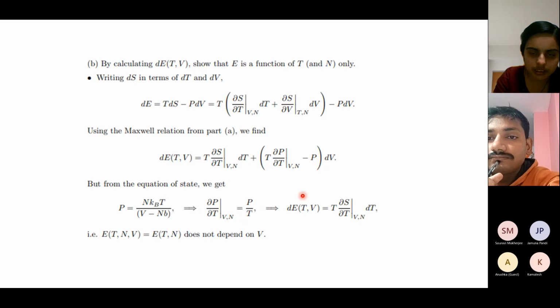So that means the equation only has dependence on temperature. And obviously here you have considered N to be constant. So that means it does not depend on V, because the term with dV goes to 0. Is this clear?